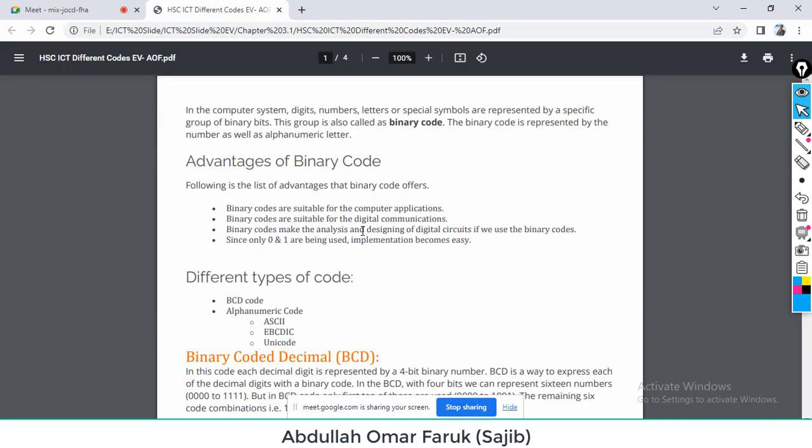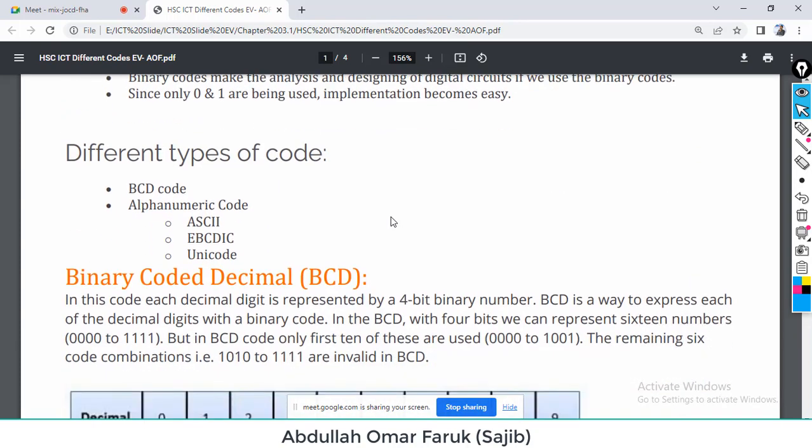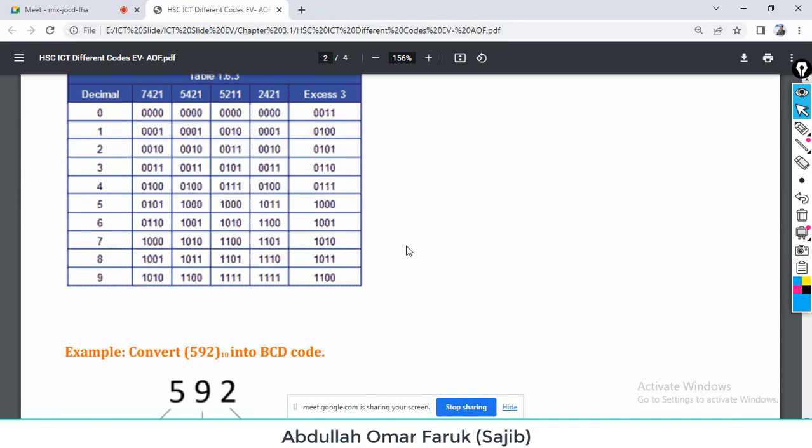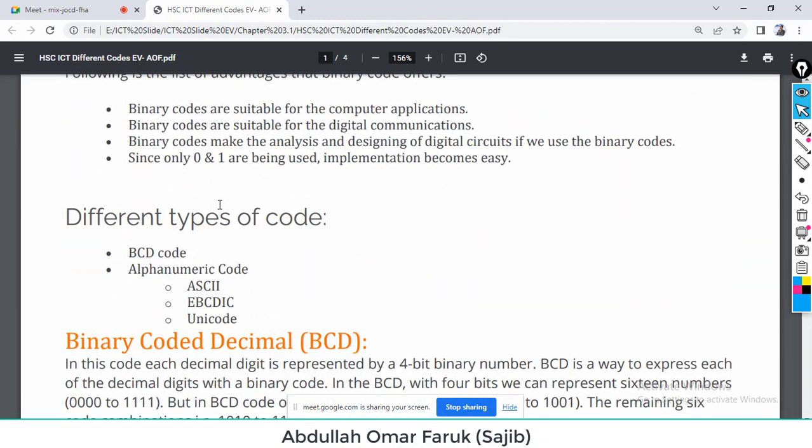Okay, you see a PDF file. So here you see the different types of coding systems. Which are the coding systems? They are actually BCD code and alphanumeric code.